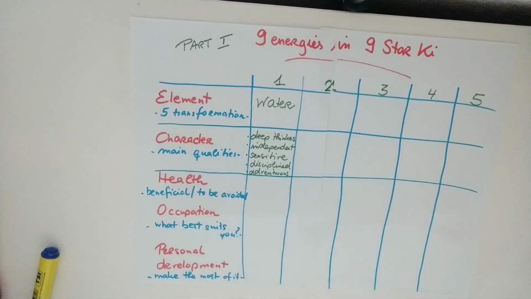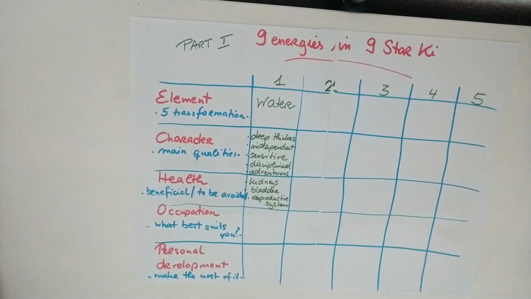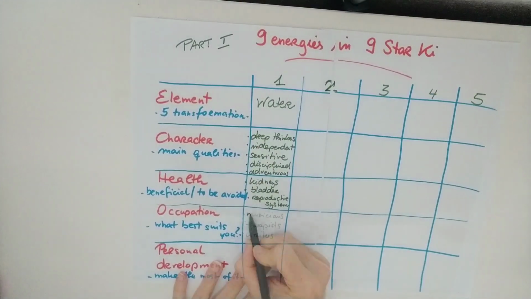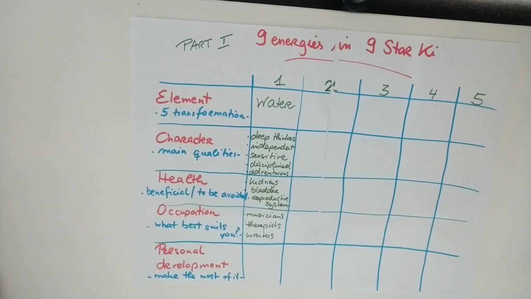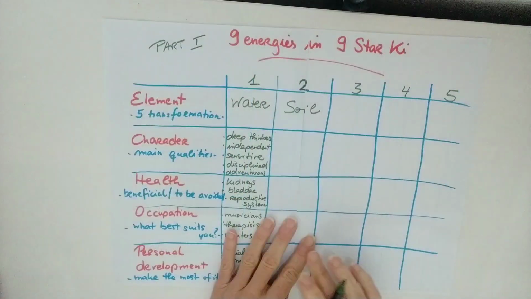You have to take care of the systems controlled by water, such as kidneys, bladder, and your reproductive system. You are excellent musicians, therapists, and writers. Strive to socialize more and allow others access to your intuition and to your humor.